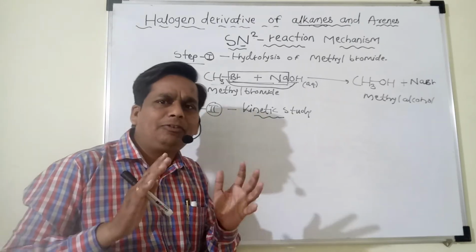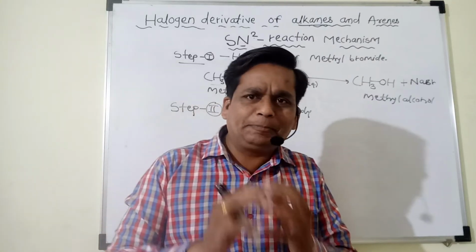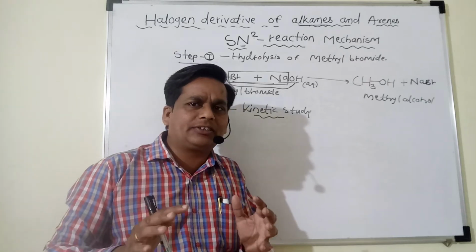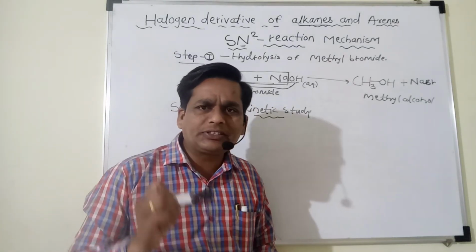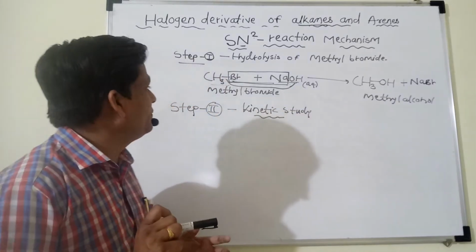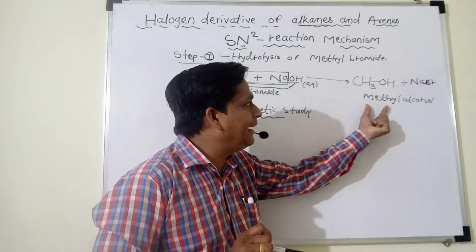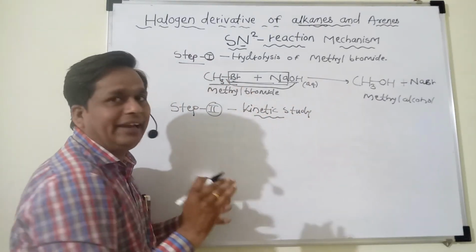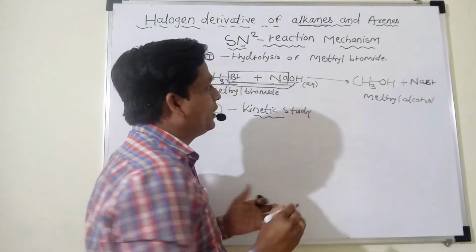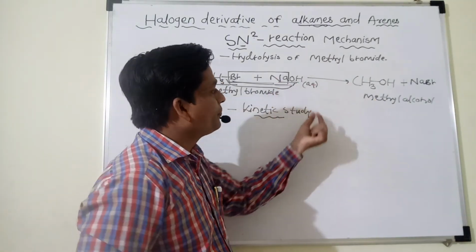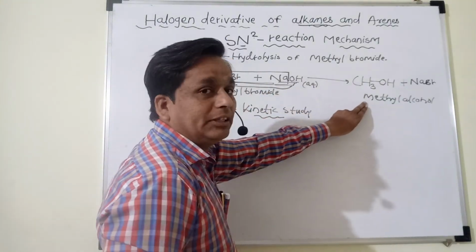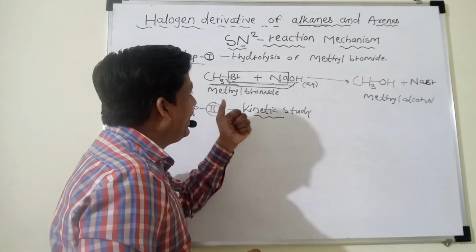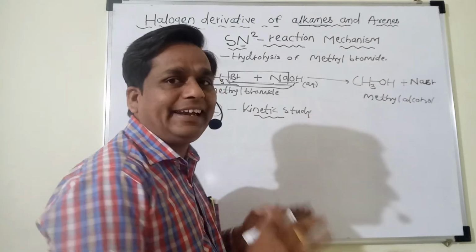Rate of reaction always depends upon the concentration of reactant species. You remember that concept, that is very important. Rate of any chemical reaction always depends upon the concentration of reactants. So here whatever product we get, methyl alcohol, depends on the concentration of methyl bromide as well as NaOH. So that's why it is a second order reaction.